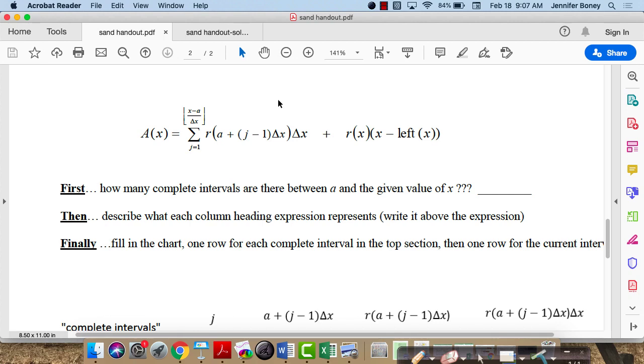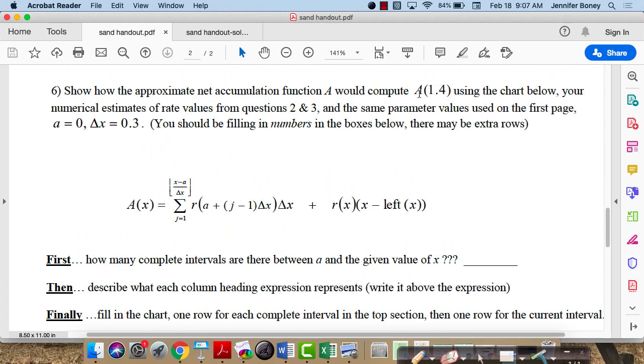This is all about using constant rate of change, but in small intervals at a time. So again, the first part represents all the complete delta x width intervals. In this case, it'd be all the complete intervals of width 0.3 between the starting value of x, 0, a, lowercase a, and current value of x, or well, our ending value that we're trying to calculate here is 1.4.